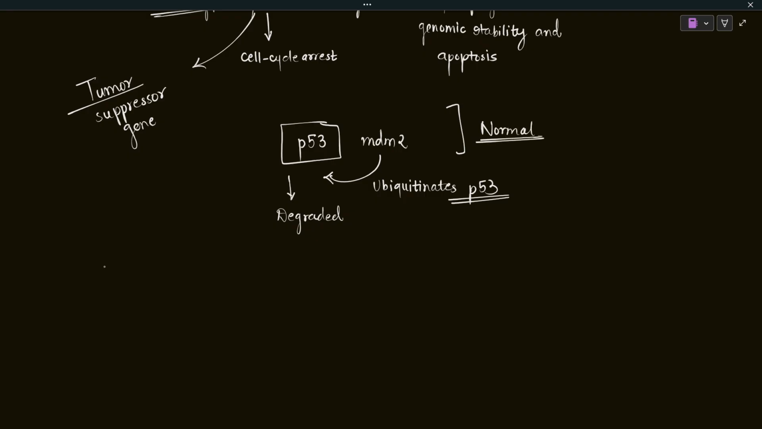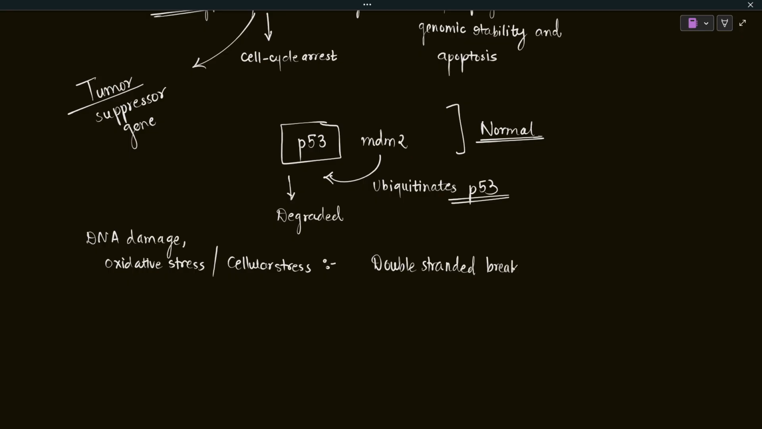But whenever there is some DNA damage, or let's say some stress such as oxidative stress, or the cell is undergoing any kind of stress, such as radiation or oxidative stress, in all of those conditions that is going to lead to double stranded breaks in the DNA. Double stranded breaks are very fatal to the cell, because that is going to lead to genomic instability.